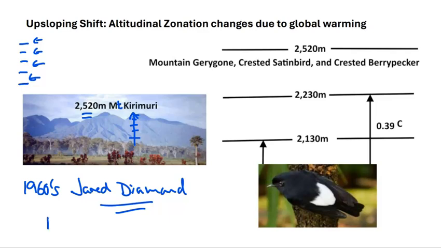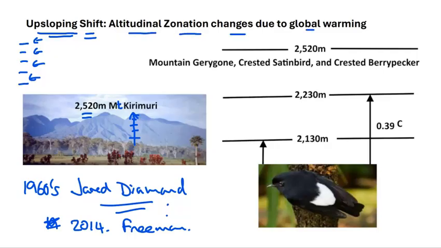In 2014, Ben Freeman and his wife Alexandra resurveyed the bird distribution and discovered that there had been what is known as an upsloping shift, which is to say there is an altitude zonation change due to what they believe was global warming.